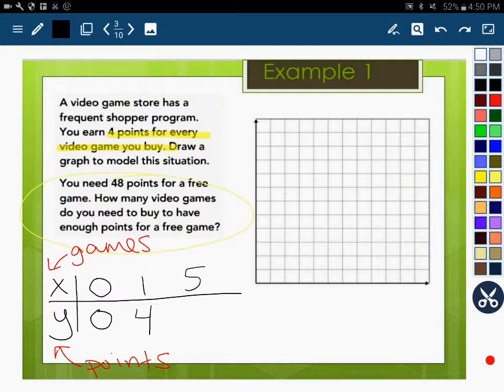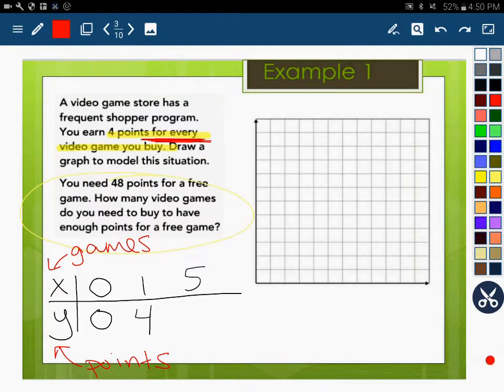Well, it says 4 points for every 1 game. So if you have 1 game getting you 4 points, 2 games would give you 8 points, 3 games would give you 12 points. I hope you're seeing what I'm doing here. I'm really only multiplying the X value by 4, which makes sense because it says for every. The phrase "for every" means multiply.